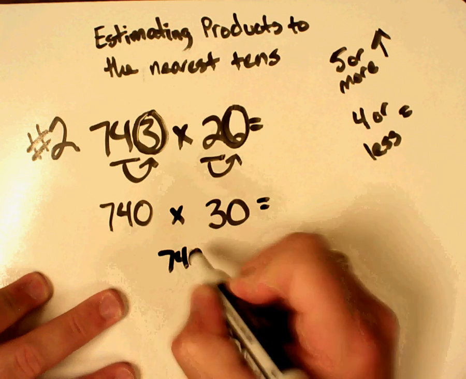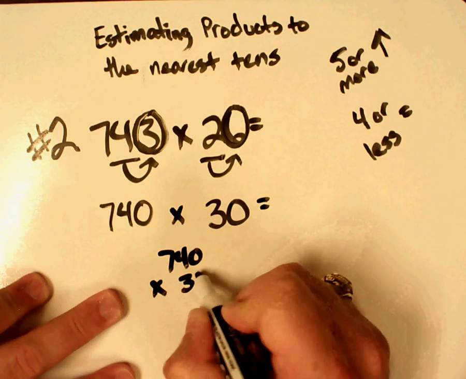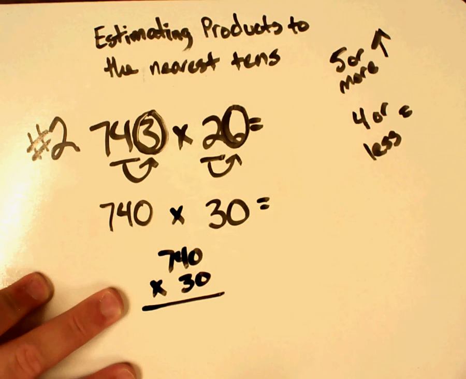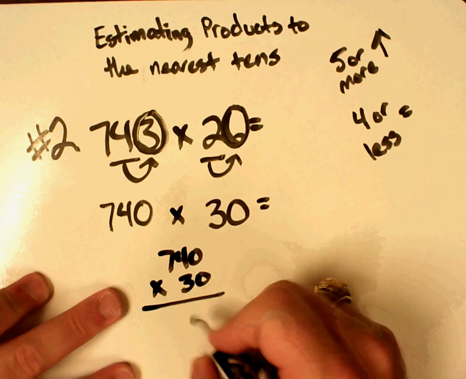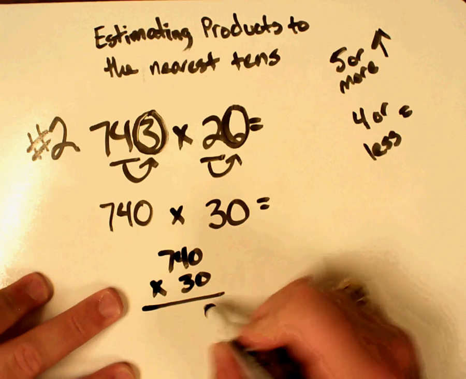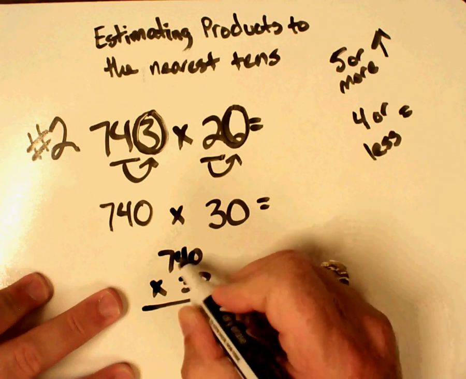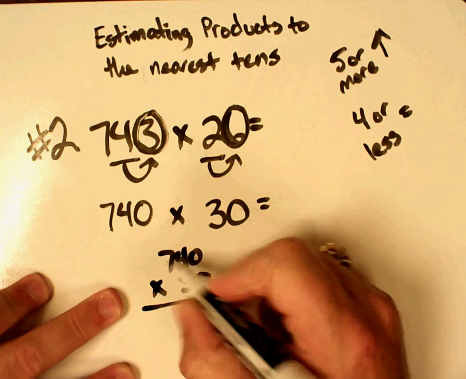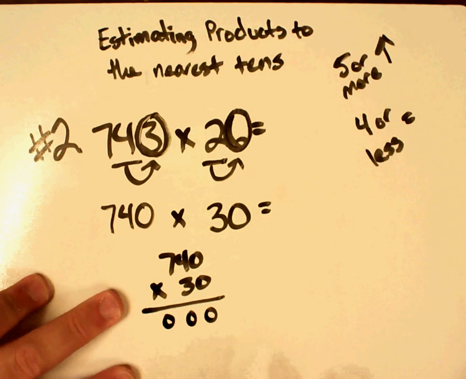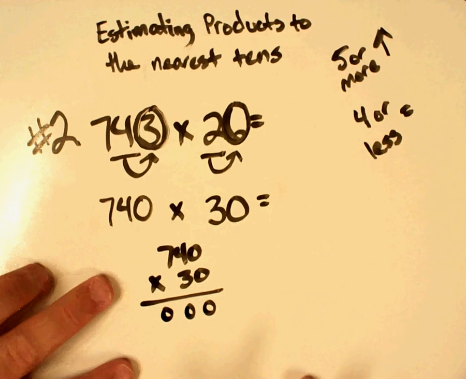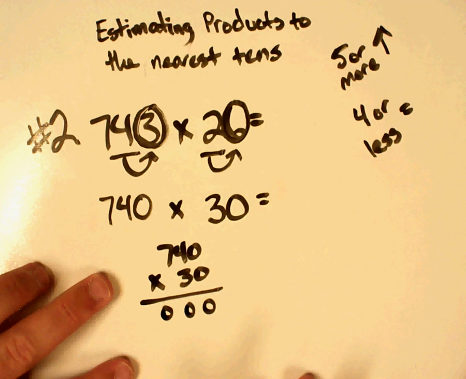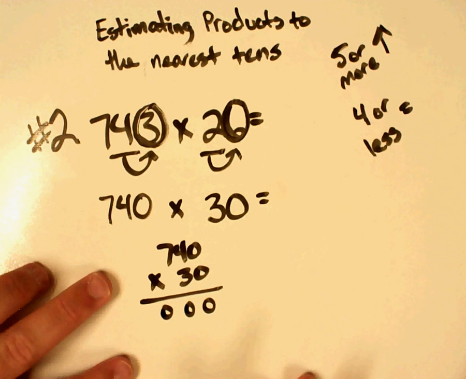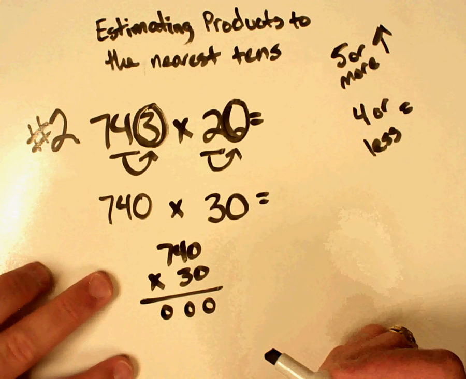740 times 30. And I'm going to go ahead and continue to do 0 times 0 is 0, 0 times 4 is 0, 0 times 7 is 0. I'm going to continue to do that with these practice problems because I know a lot of you are still doing it. And this is just a good reminder of our process for 3-digit by 2-digit multiplication.